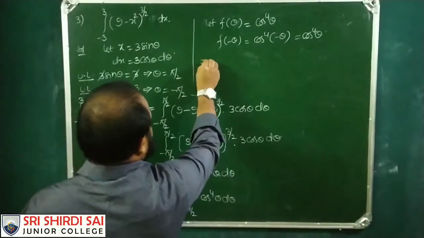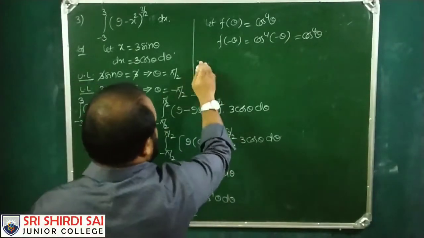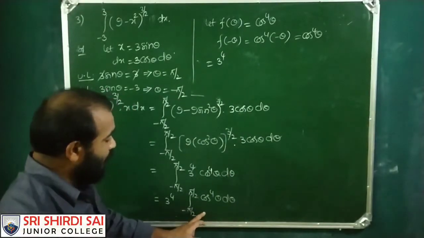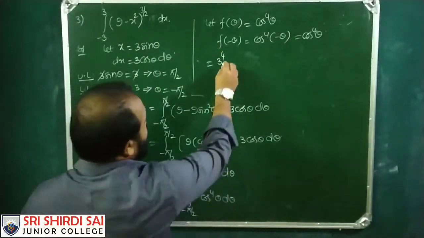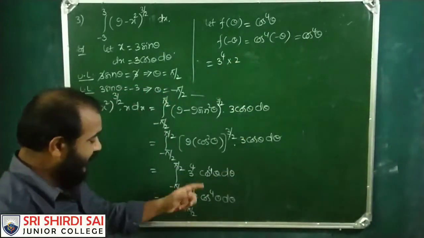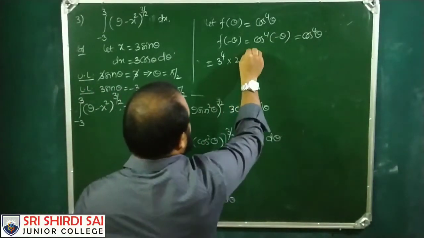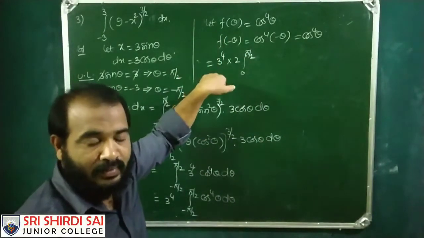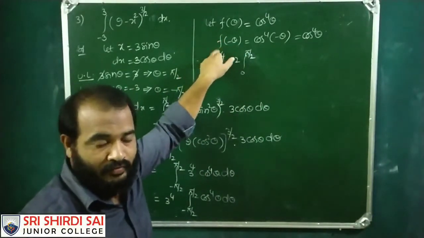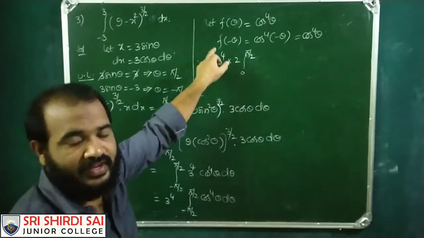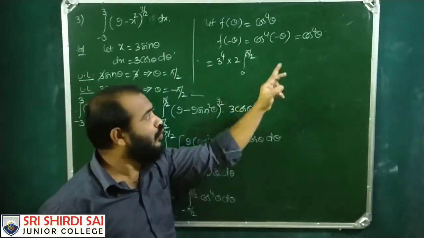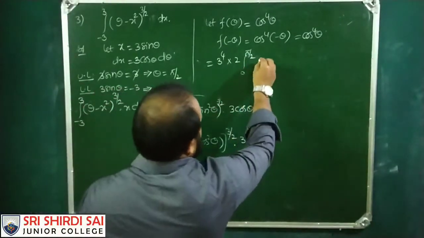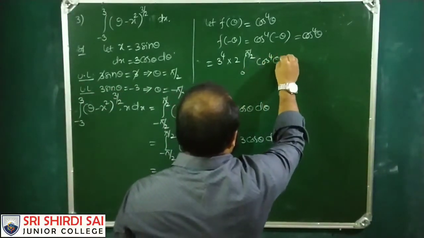So this is equal to 3 power 4, integral from minus pi by 2 to pi by 2. This can be rearranged as 2 integral 0 to pi by 2, because this is an even function. Integral minus a to a of f of x dx equals 2 integral 0 to a of f of x dx. So 2 into integral 0 to pi by 2 cos power 4 theta d theta.